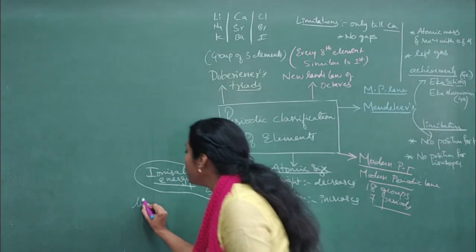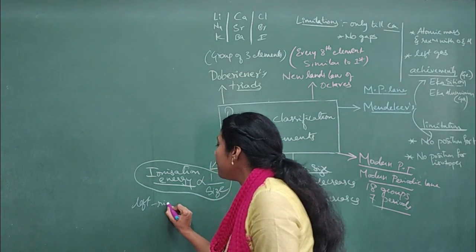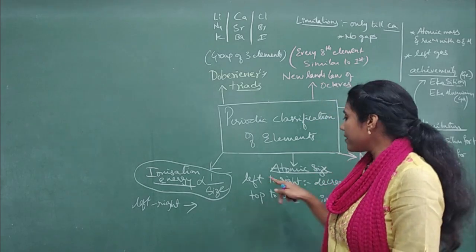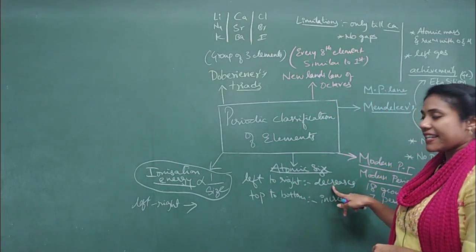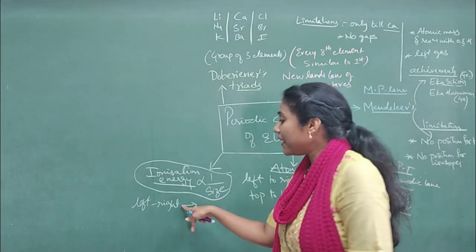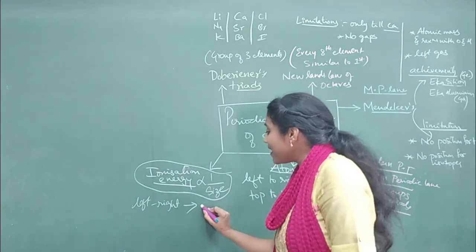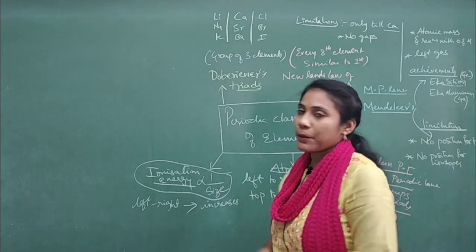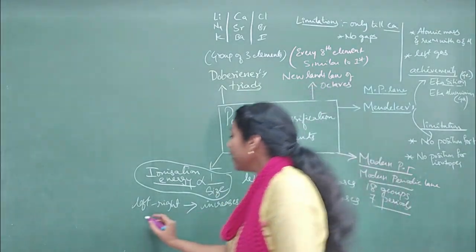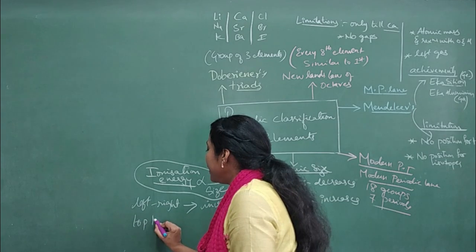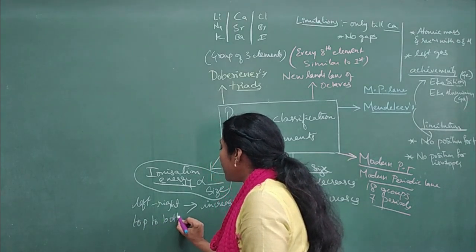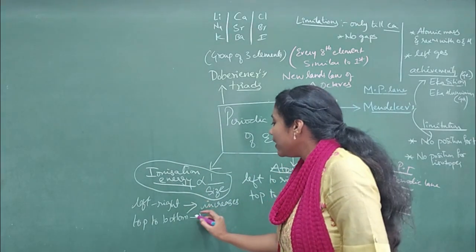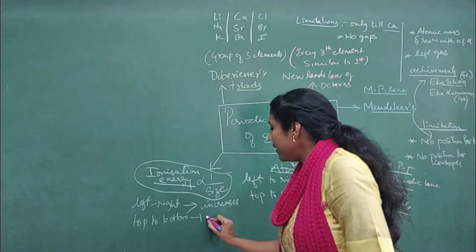When you go from left to right, what will happen to ionization energy? From left to right, our size decreased, no? So from left to right, our ionization energy increases because it is inversely proportional to size, right? From top to bottom, what would happen? When you go from top to bottom in a group in the periodic table, our ionization energy decreases.